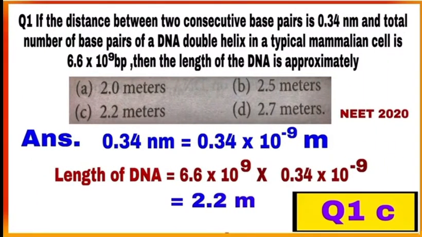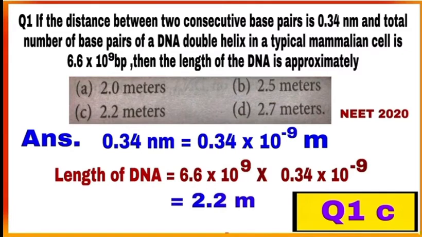Question number 1. If the distance between two consecutive base pairs is 0.34 nanometer and the total number of base pairs of a DNA double helix in a typical mammalian cell is 6.6 × 10^9 base pairs, then the length of the DNA is approximately. See the solution. यहाँ हमें length of DNA meters में calculate करनी है.